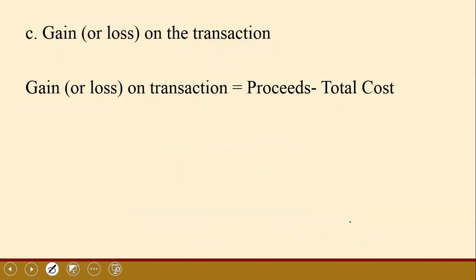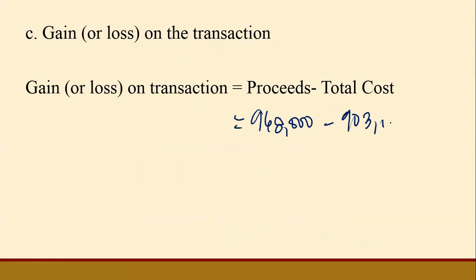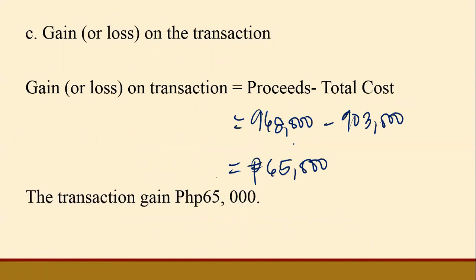And we have the gain or loss on the transaction. So this is the formula. All we have to do is get the difference: 968,000 pesos minus 903,000 pesos. So this is equal to 65,000 pesos. So the transaction gain is 65,000 pesos.